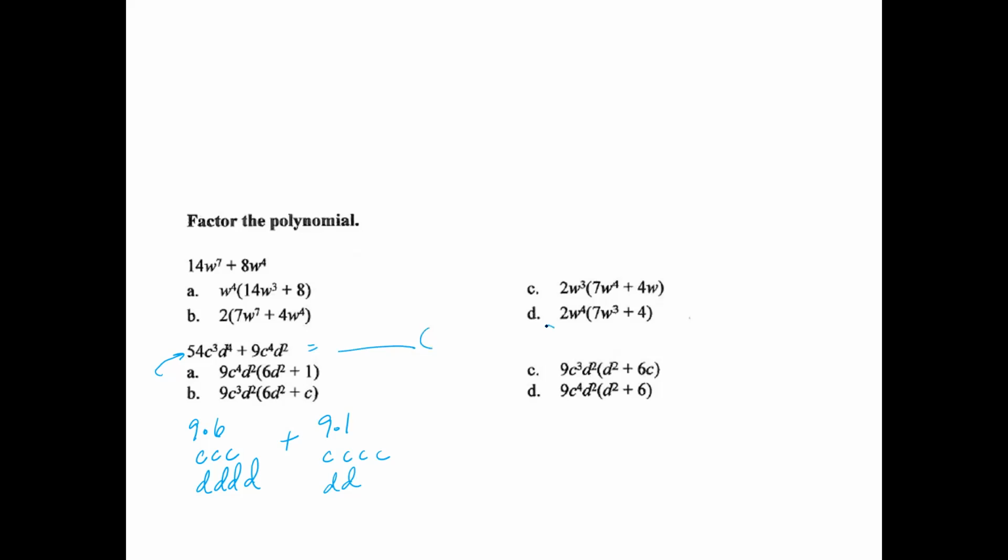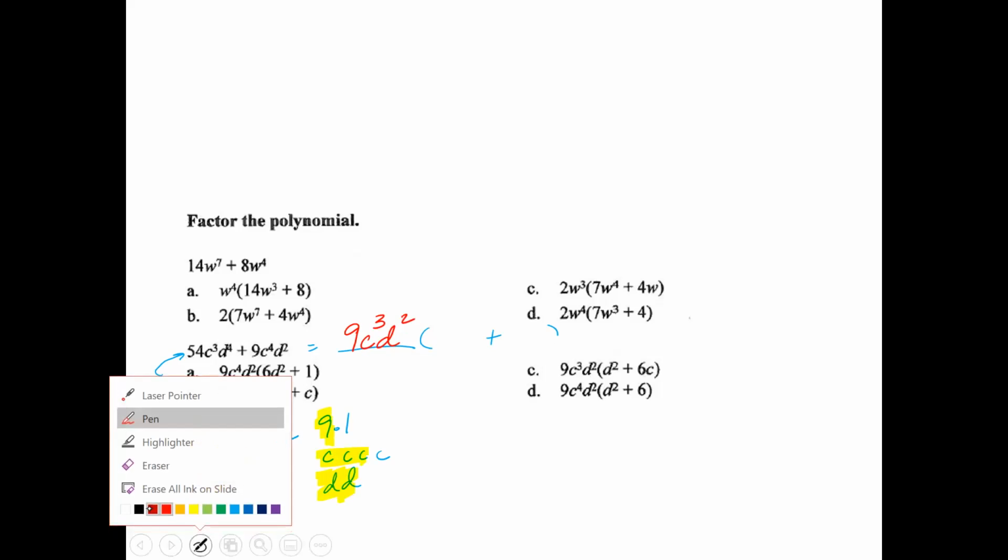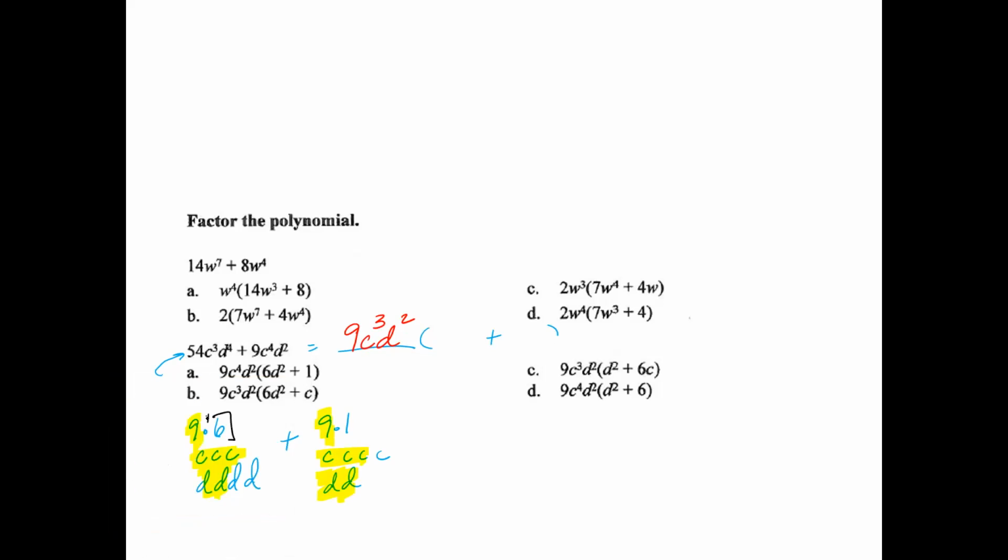So my question is, what can I take out that they both share? I know they both share a 9, they both share 3 C's, and they both share 2 D's. So that's what I'm going to take out, a 9 C to the third power D squared. But then I have to put the other remaining numbers back. So on the first one, I have a 6 and D squared. Now for the second one, I have a 1 and a C. So which one is going to be my answer?